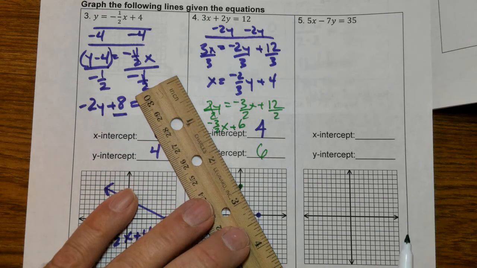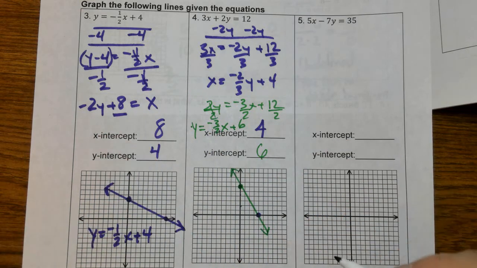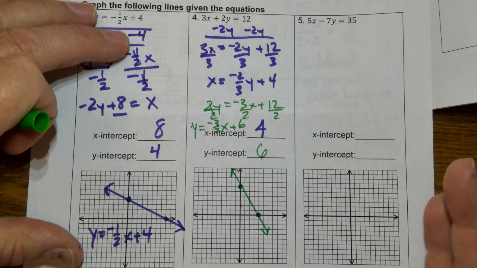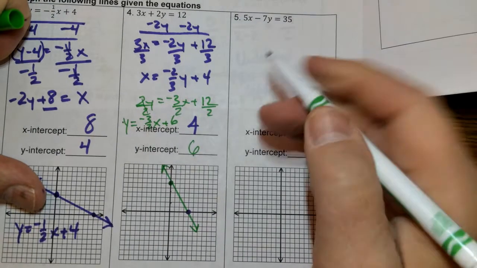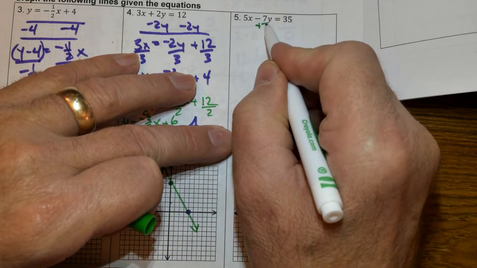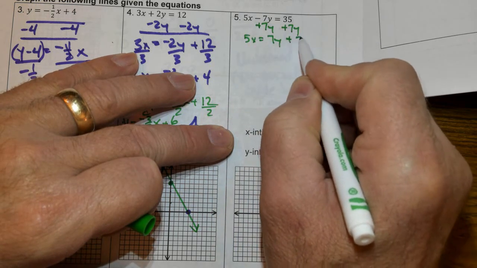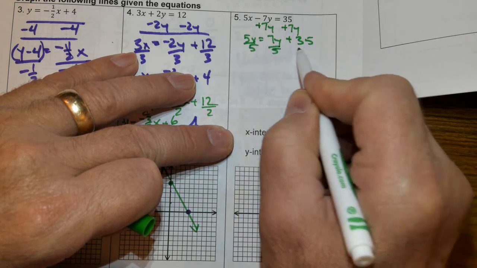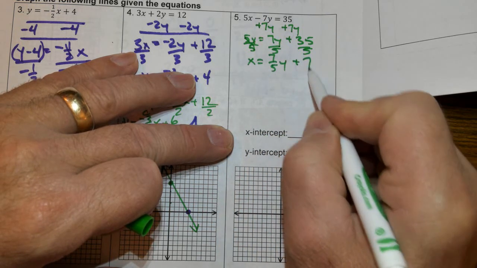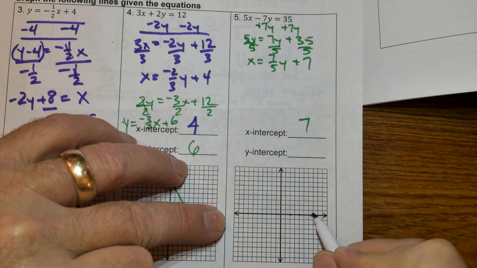Graph the following equations given the information provided. There you are. I kind of missed my line there, but there's the graph. And I can write the equation. Next one. I'm going to solve for x and get my x-intercept. So I'm going to add 7y. So I get 5x equals 7y plus 35. I'm dividing by 5, dividing by 5, dividing by 5. This cancels, so I get x equals 7/5 y plus 7. That's my x-intercept. It's 7.